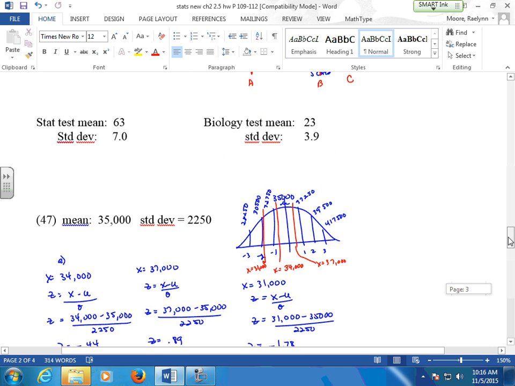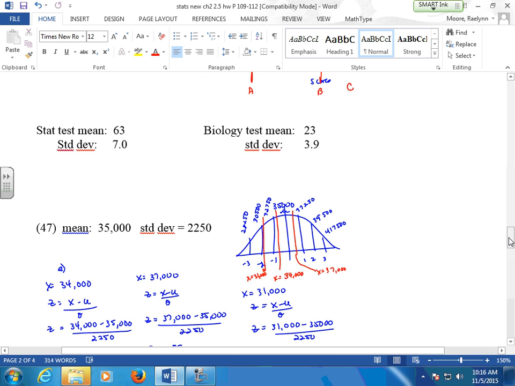Okay. This little guy that I put in here, this is what I was talking about yesterday. You have two tests, and your score depends on how the class did on the whole test. So your statistical mean for your stat test was 63. That means the average grade for that test was 63, with a standard deviation of 7. You got a 65. You just barely passed.